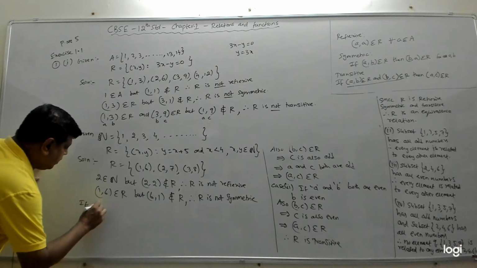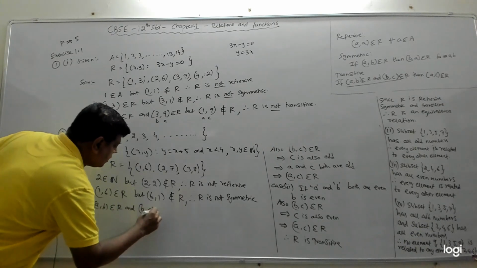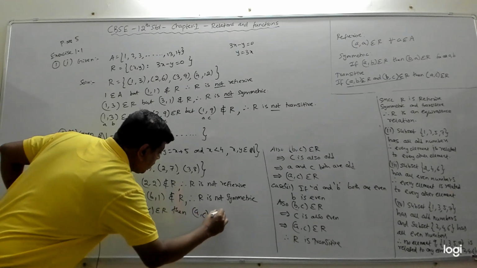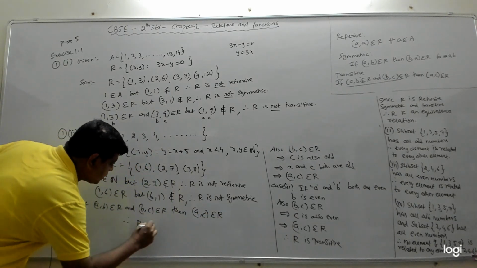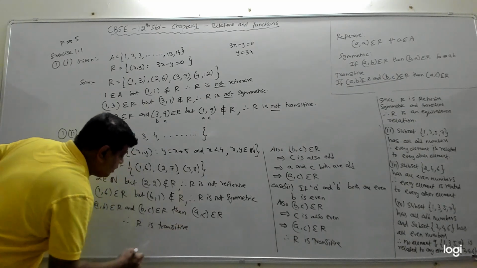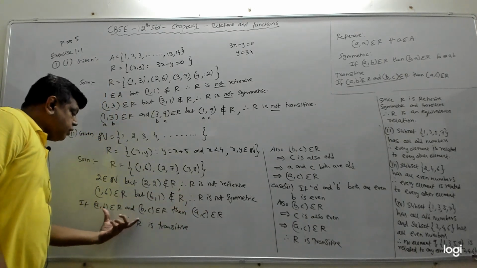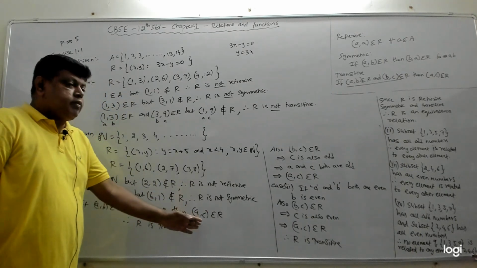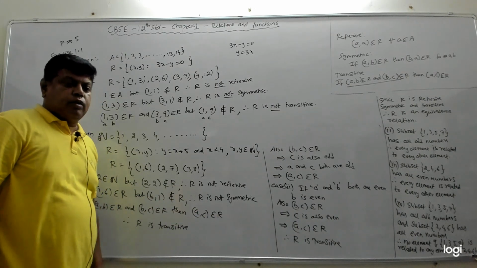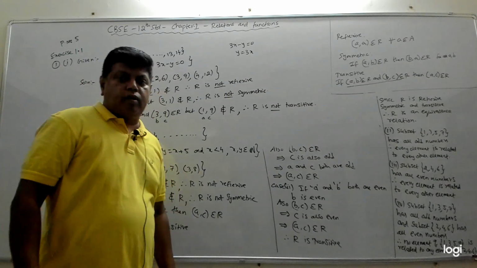If A comma B belongs to R and B comma C belongs to R, then A comma C belongs to R. Therefore, R is transitive. So what we are saying here is, if these two elements exist, then this will exist. If these two elements don't exist, then we can't say whether it exists or not. We can't conclude this. Right? So which means it is transitive. You can't say it is not transitive. Clear?